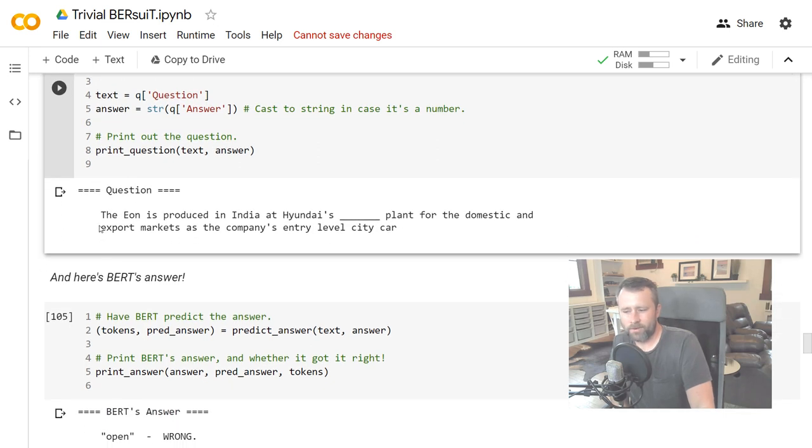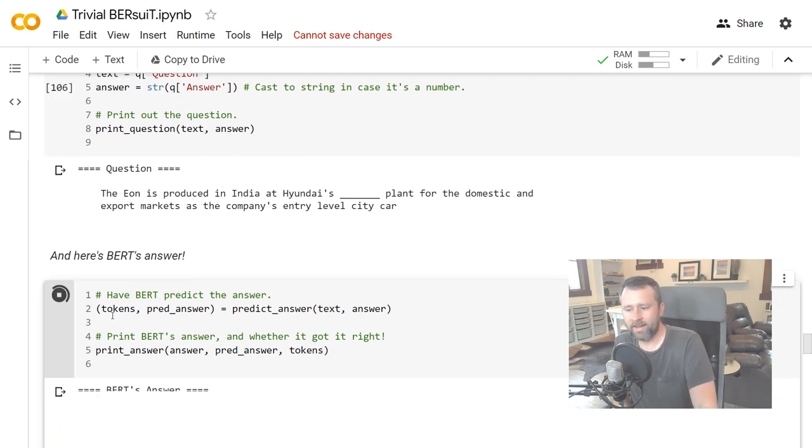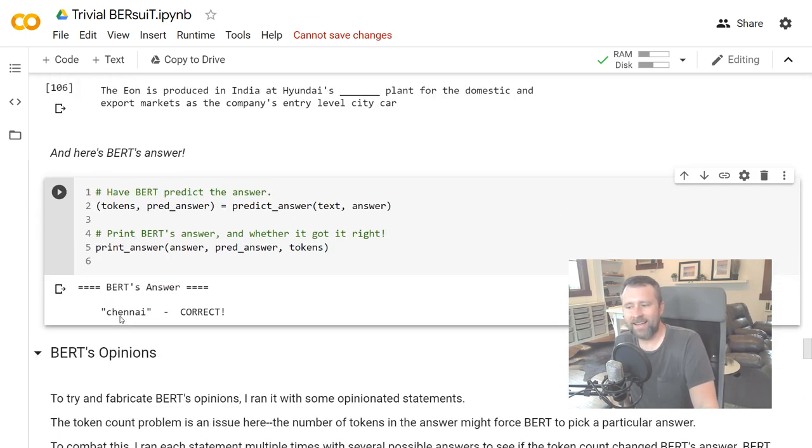All right, some kind of corporate detail here. The Eon is produced in India at Hyundai's blank plant for the domestic and export markets as the company's entry-level city car. Do you know where their factory is? Chennai. Okay. At Hyundai's Chennai plant. Wow. All right.